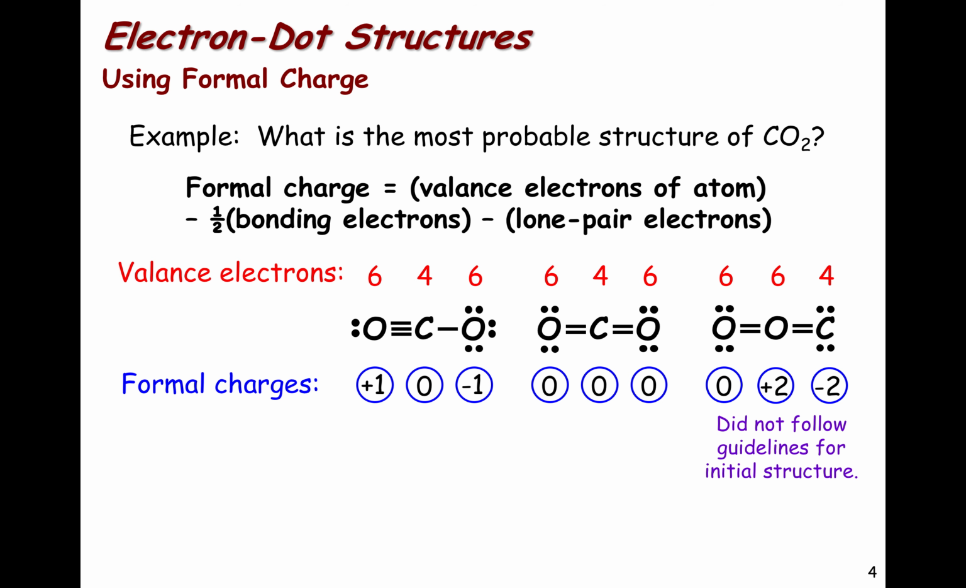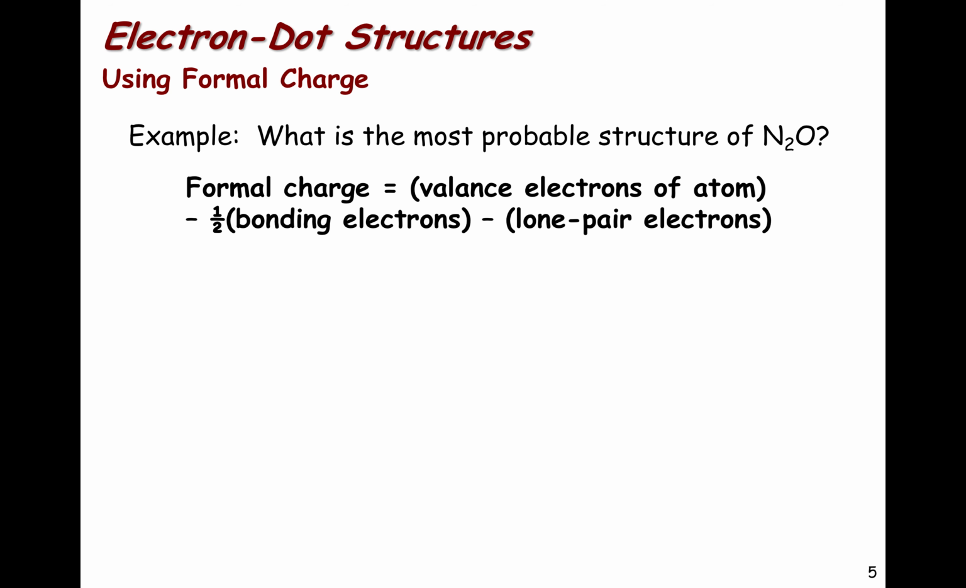The problem with that structure on the right is that when we drew the skeleton structure, we didn't put the more electronegative atoms, the oxygen atoms, on the ends and the carbon as the central atom. So this is not a good structure at all. Hence we go back to the central structure, which has the lowest overall formal charges for all the atoms. This is the most probable structure and the best description of the bonding.